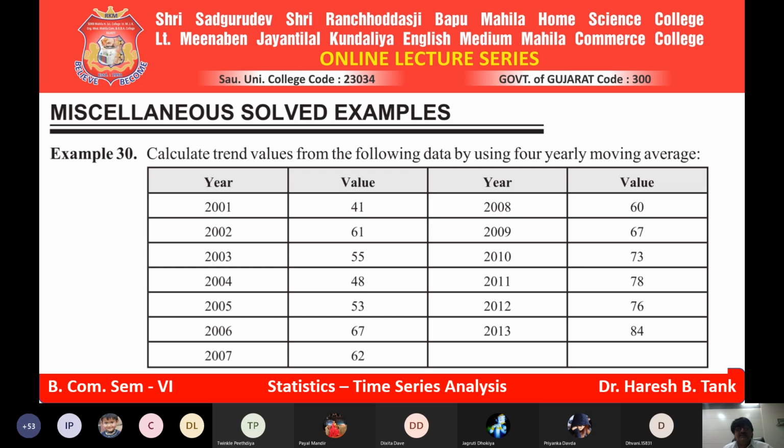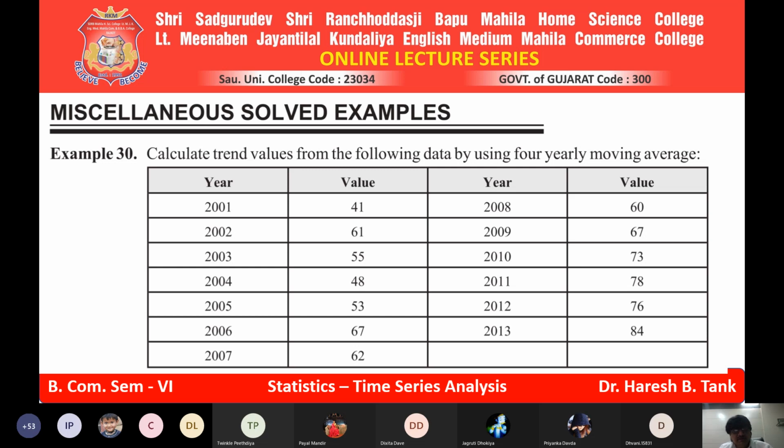Let us do this example. Calculate trend values from the following data by using 4 yearly moving average. Now, let me suggest something to all of you: till now, concept was important, right? How to do it, how you will be calculating it, and all the stuff. Now, once that part is clear, focus on speed. How speedy you can do it without an error, that part is important now.